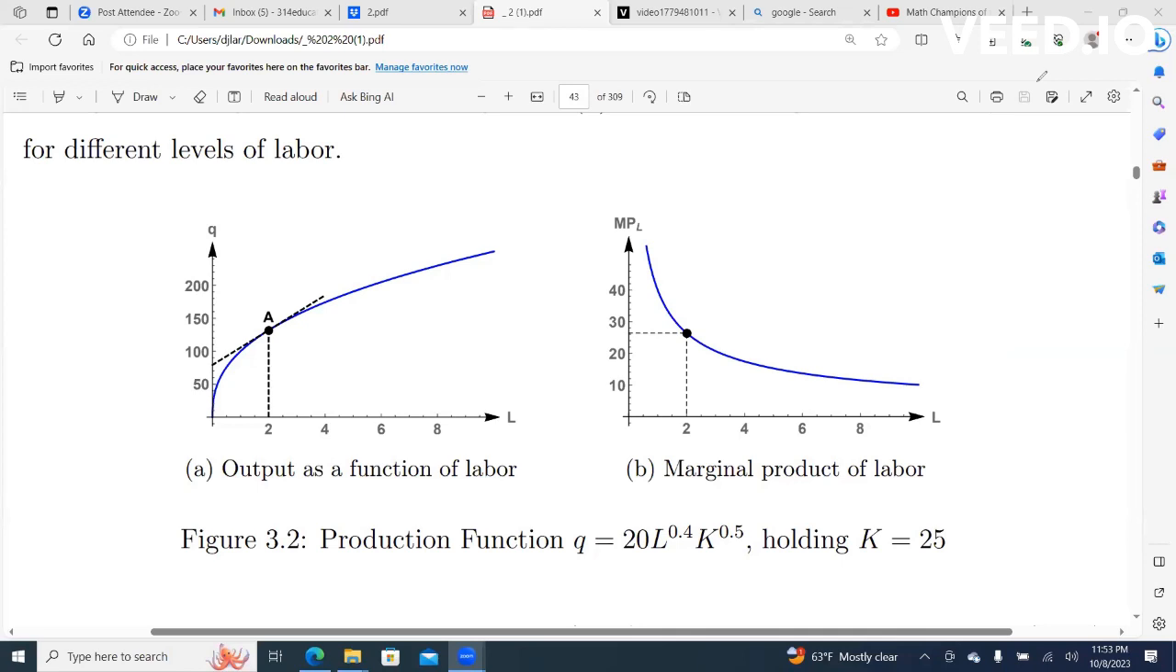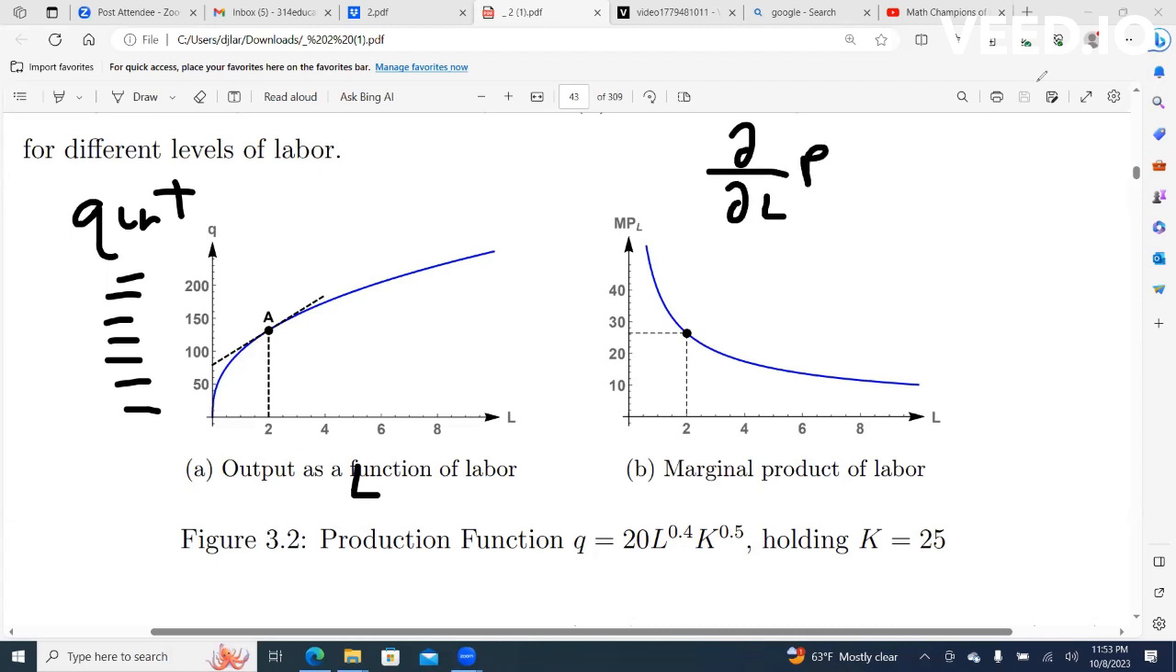So this here is the output. It's the quantity. This is the quantity, as a function of labor, where labor is just an integer: 1 unit of labor, 2, 3, 4. This is the partial derivative of the production function. Maybe call it Q, the partial derivative of Q with respect to L.